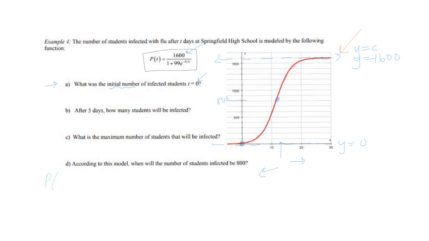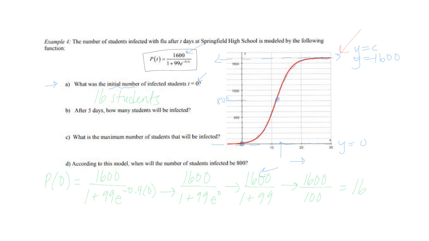So I'll have p of 0 equals 1600 divided by 1 plus 99 e to the negative 0.4 times 0. I already kind of told you how to find this. It's really just c over 1 plus a, but I'm going to do the work here anyway. So it's 1600 over 1 plus 99 times e to the 0, which is 1600 over 1 plus 99, which is 1600 over 100, which is 16. So what was the initial number of infected students? 16 students.